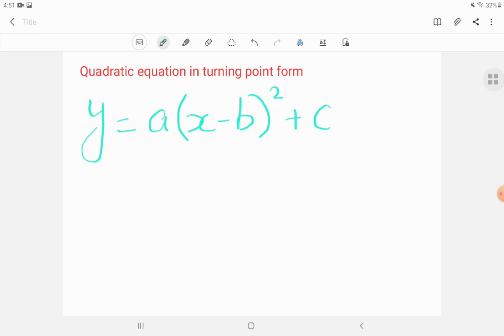The advantage of writing in turning point form is that it is easier to identify the coordinates of the turning point, otherwise called the vertex. From this equation we can see x minus b is equal to 0, which gives x is equal to b. So b represents the x coordinate of the vertex, or turning point, and c represents the y coordinate of the turning point.